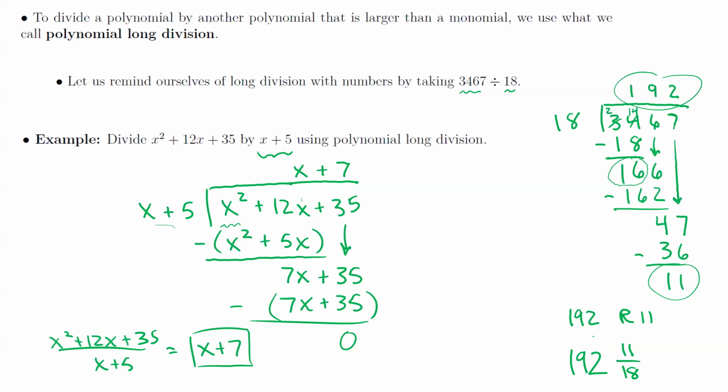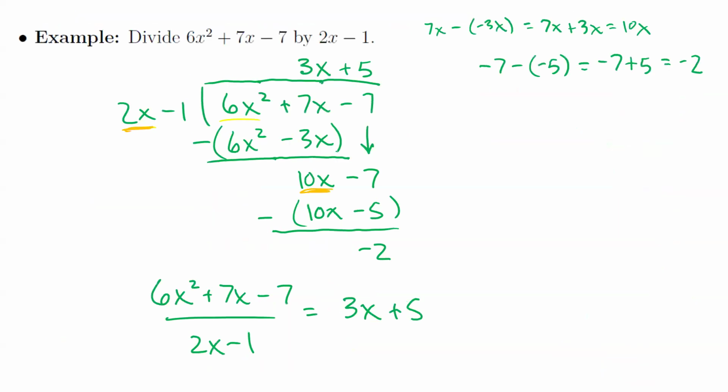So this is going to be our inspiration for what we're going to do when we do get a remainder with these polynomials. So I'll put my remainder over the thing I was dividing by. So we have -2 over 2x minus 1. So here's how you'll write your answer when you have a remainder.